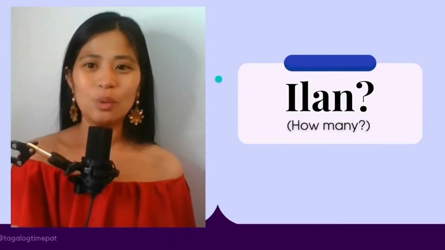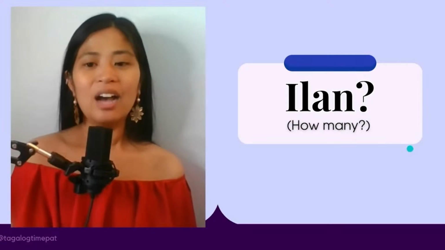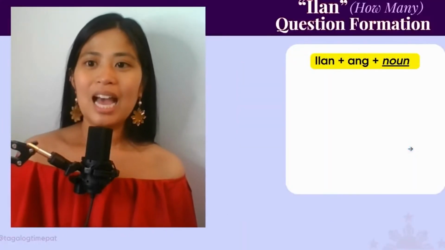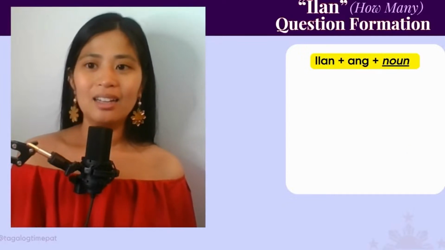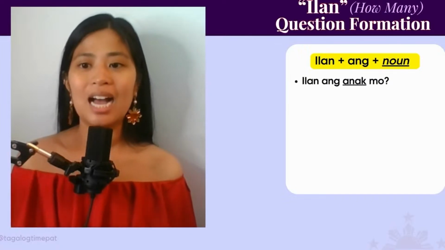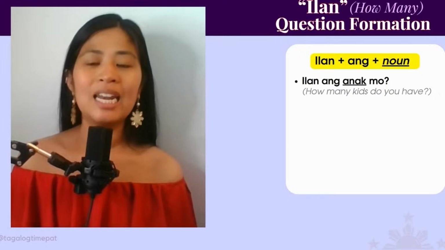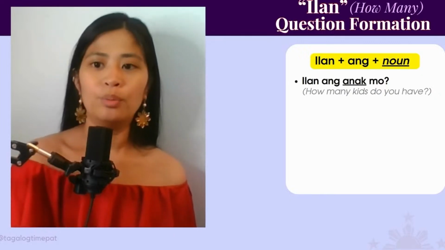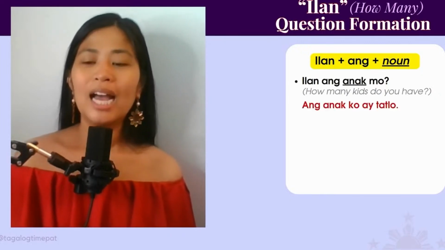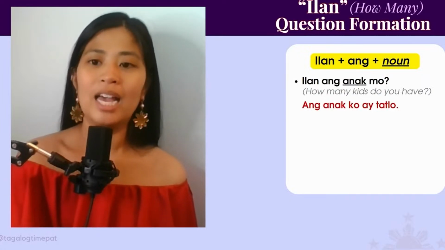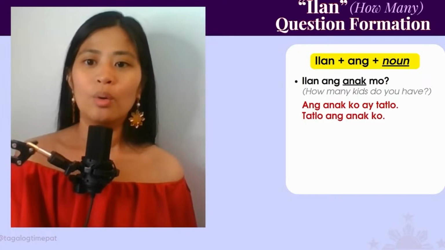Okay, next question word we're going to learn is ilan. How many? Ilan. So it would be ilan, then ang, then a noun. For example, ilan ang anak mo? How many kids do you have? Ilan ang anak mo? Ang anak ko ay 3. I have 3 kids. Or 3 ang anak ko.